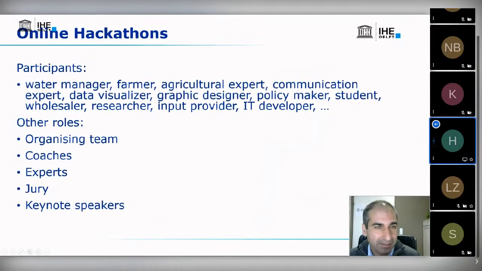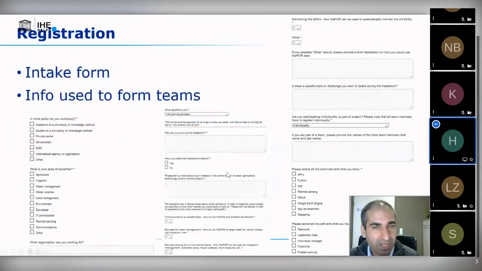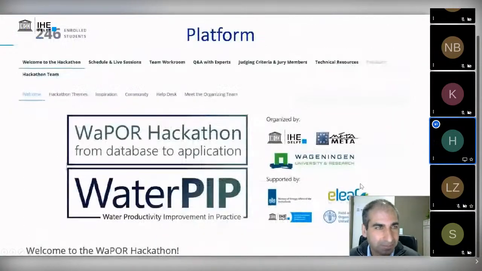So we defined what categories of participants, basically very wide and different roles. And for making the teams, because we cannot know all the 250 plus participants, you filled in an intake form, and based on that, we made the groups, looking also at different expertise and interests, so to make it a bit mixed. And then, if you do it online, you need a collaboration platform.